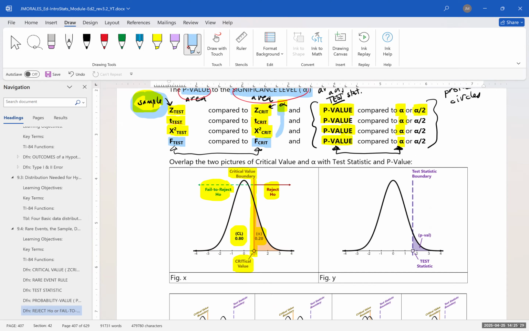Now this other picture, again, is the same distribution, but now the value on the number line that we have is the test statistic. And remember, the test statistic comes from our sample data.